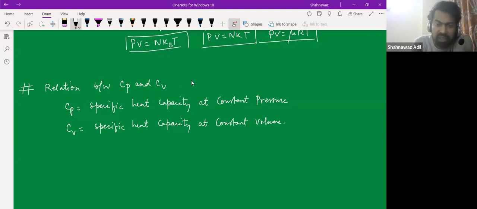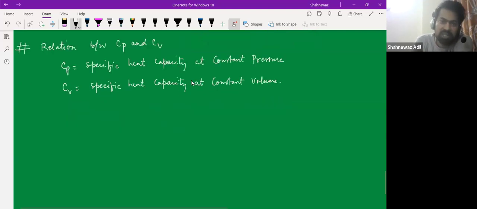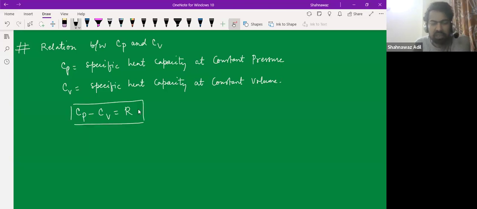And there is a very important relation between CP and CV. So CP minus CV is equal to R. This is important, and this is very useful in this chapter, right? So we use this in many of the calculations. This relation is very important, right?